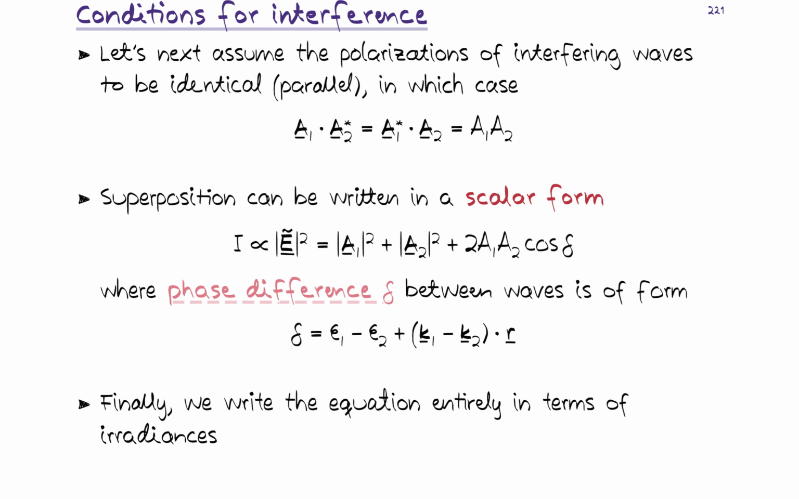And now we can write the equation entirely in terms of the irradiances. So essentially the first term, A1 squared, that's the irradiance of the first field. And this guy is the irradiance of the second field. And then we have this second term, and that we can also write in terms of irradiances. So we just take the square roots of these to make things explicit. So this is how things look, and this is quite nice.